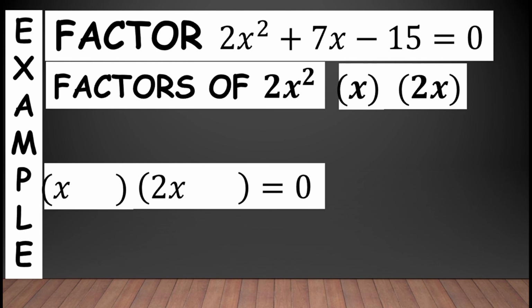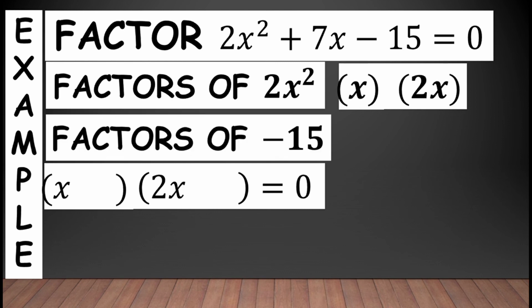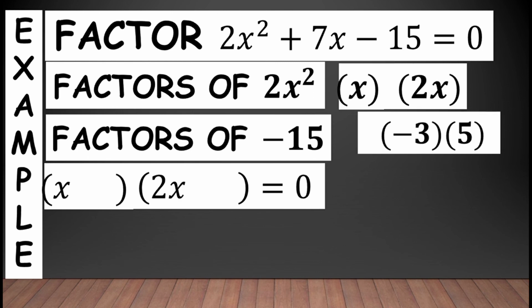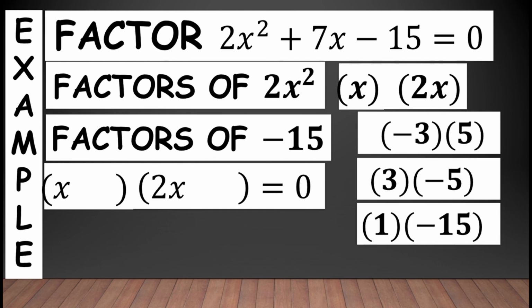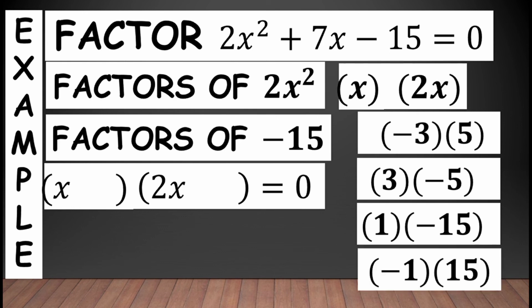Next thing that we will do is to look for factors of negative 15, our constant term. So what are possible factors of negative 15? We have negative 3 times 5, 3 times negative 5, 1 times negative 15, negative 1 times 15. So let us utilize the first pair of factors. I am referring to negative 3 and 5. That is x minus 3 times 2x plus 5 equals 0.